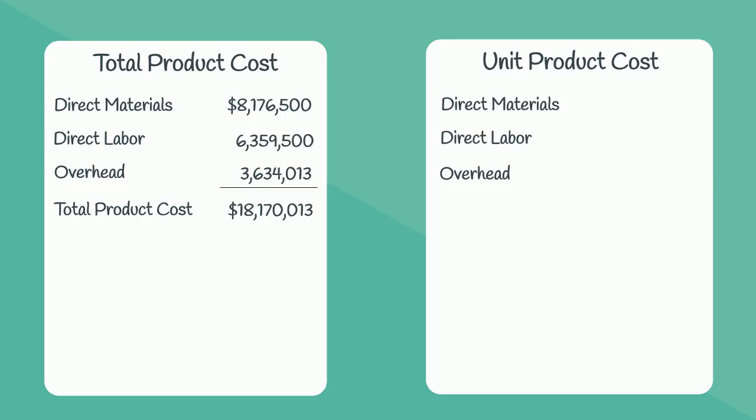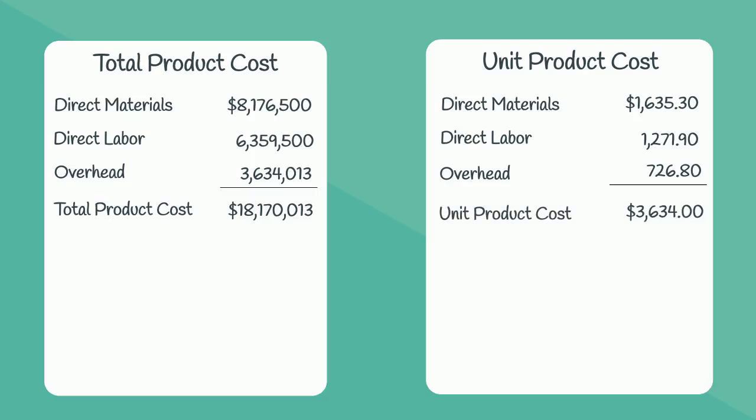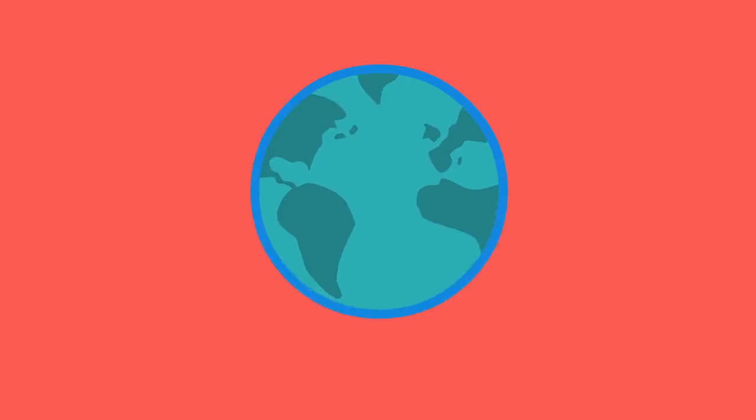We can also look at the per unit numbers. We can take each of these numbers and divide them by the number of units we produced to get a per unit amount. The number of units is 5,000. Therefore, our per unit amounts are $1,635.30 for direct materials, $1,271.90 for direct labor, and $726.80 for overhead, which we had already calculated. Our total unit product cost is $3,634. Yes! You did it!